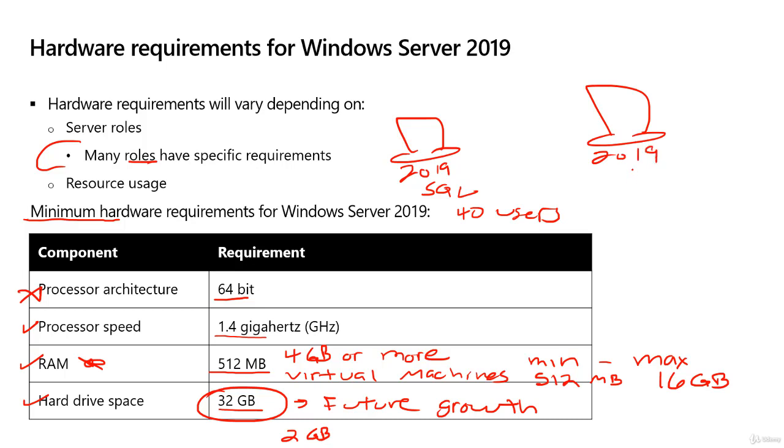Another company has a 2019 server that also runs SQL. This company has, we'll say, 4,000 users. So we're going to have much more than 40 users connected to this at one time, potentially hundreds or thousands of users at one time. Then naturally, this server is going to require many more resources than this one here.